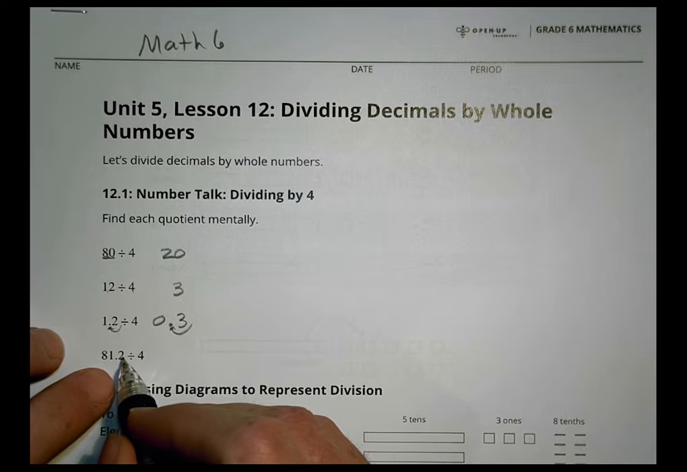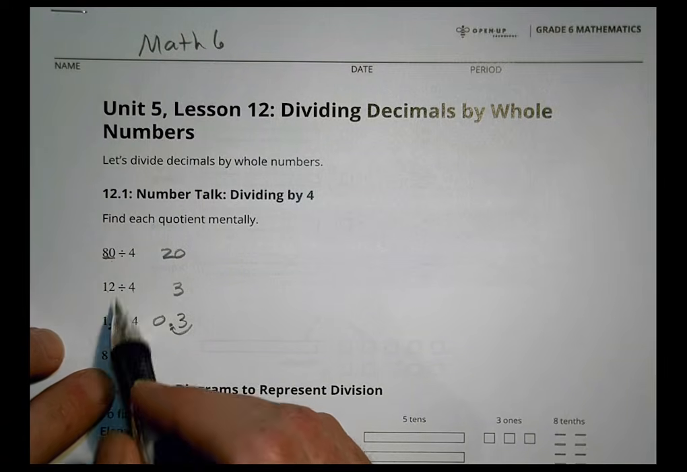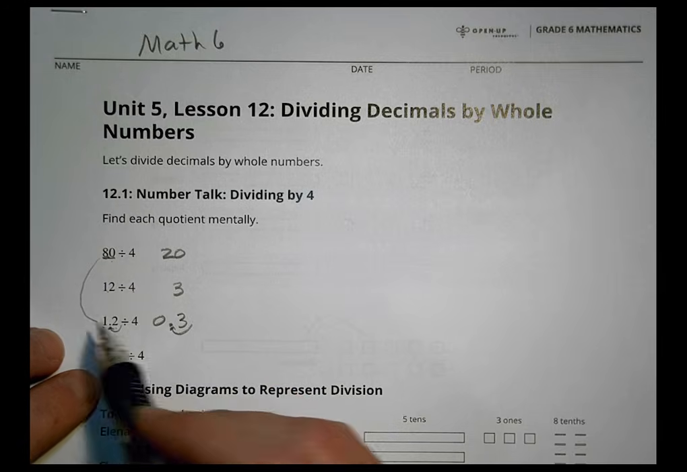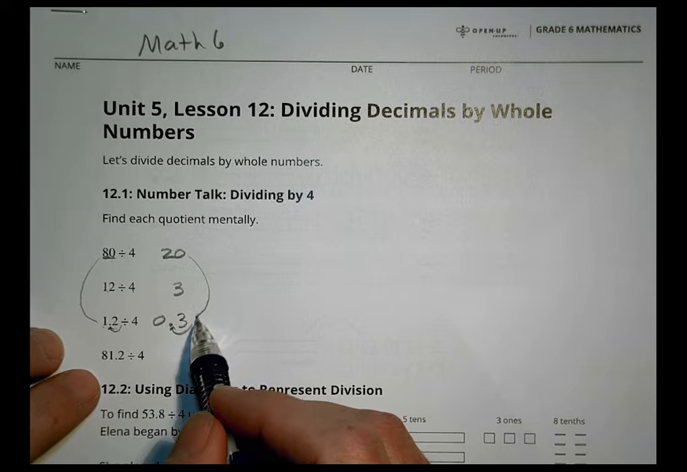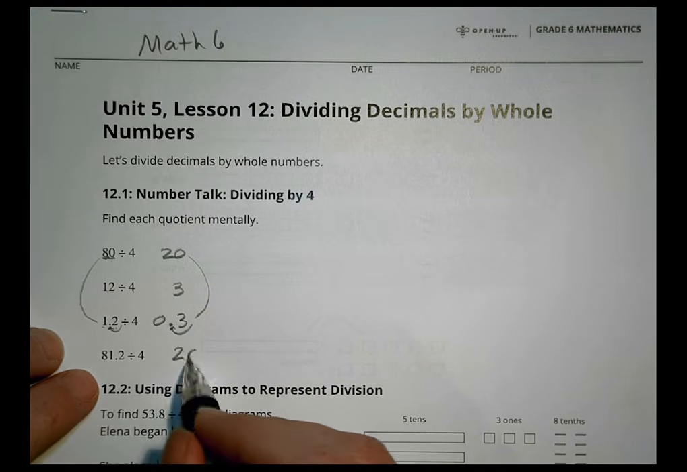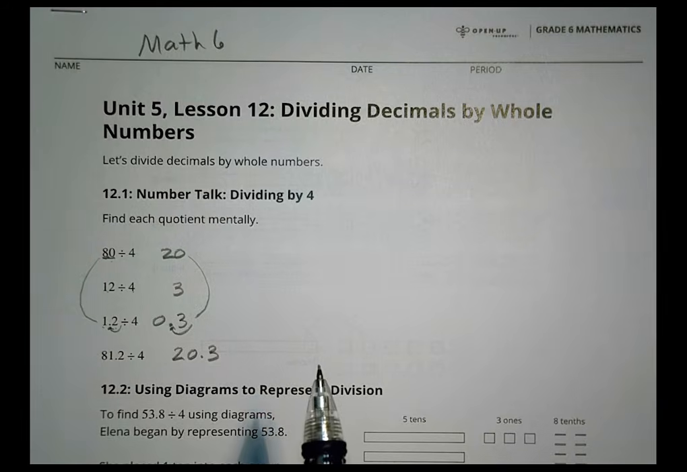And when I look at 81.2, I have an 80 and a 1.2 there. So it's a combination of those two parts, which is going to be a combination of 20 and 0.3. So we have 20.3 as my solution for 81.2 divided by 4.